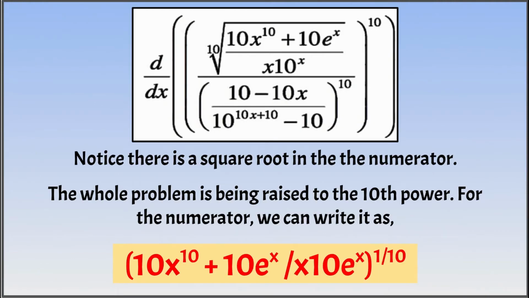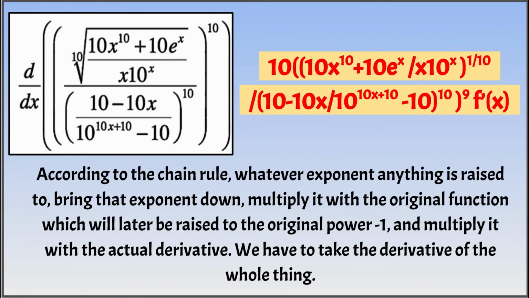Some of the things we notice is in the numerator, there's a square root. Another thing that we notice is that the whole problem is being raised to the 10th power. For the numerator, we can write it as 10x to the 10th power plus 10e to the x all over x 10e to the x raised to the 1 over 10 power.